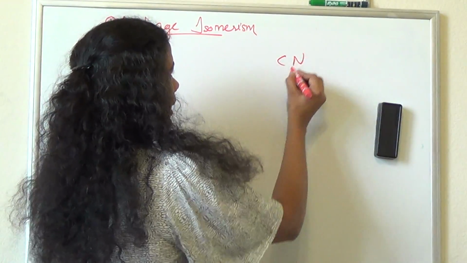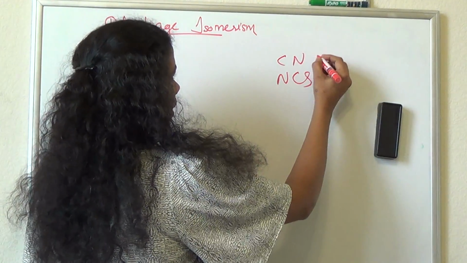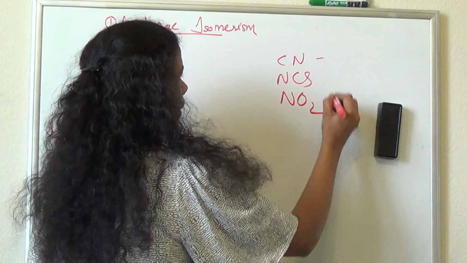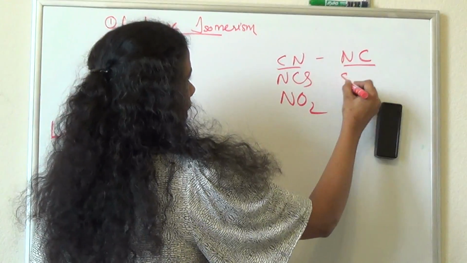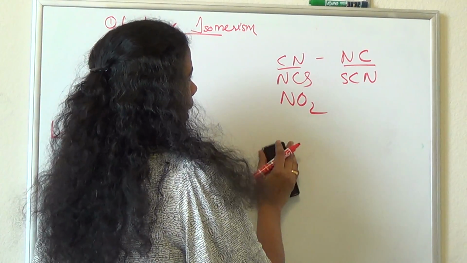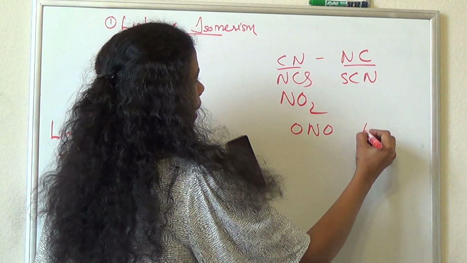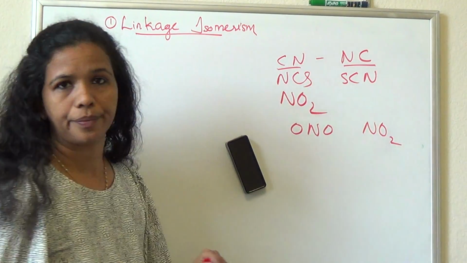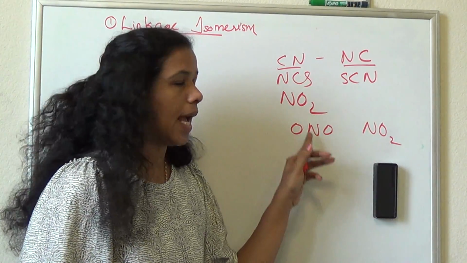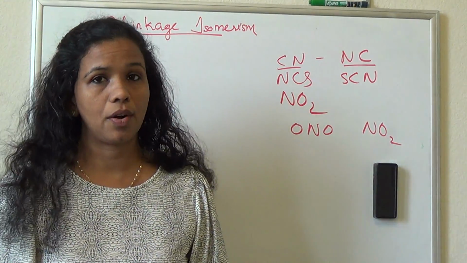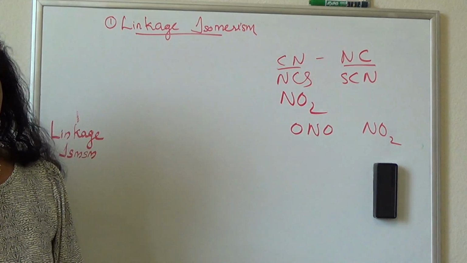Examples are cyanide, thiocyanate, and nitrite. Here you can attach using CN or NC; NCS or SCN. This can attach using ONO or NO2, two different atoms. So complexes containing this type of ligands, called ambidentate ligands, will show linkage isomerism.